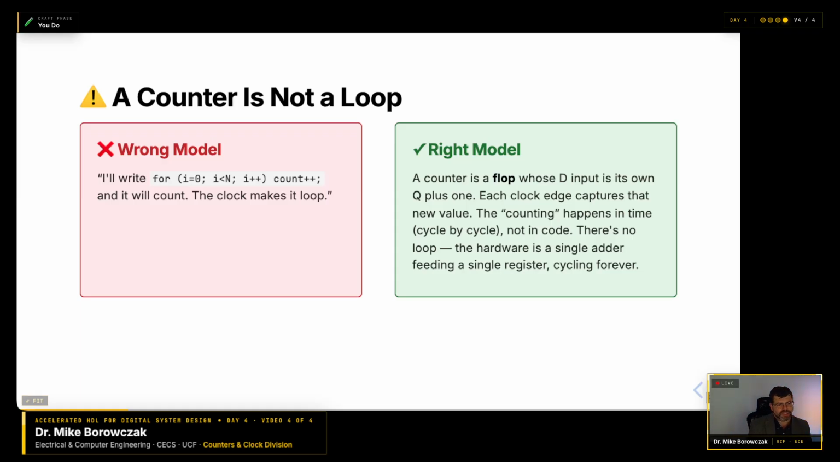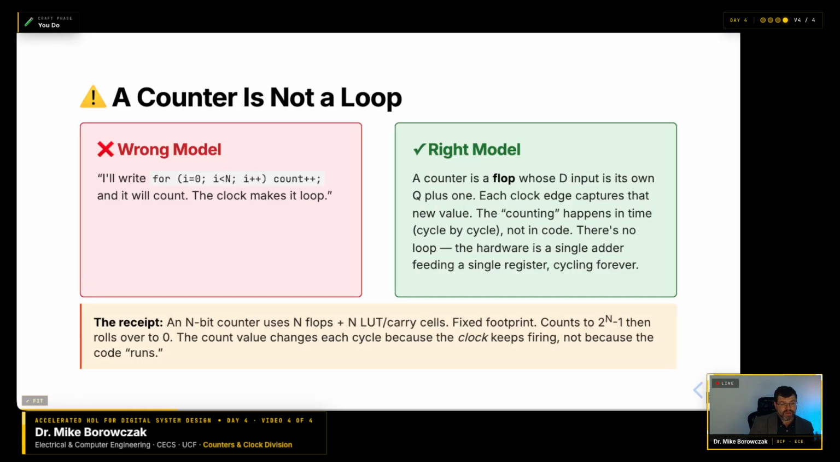Each clock edge captures a new value, and ultimately counting occurs cycle by cycle, right? Because the clock is iterating, you are incrementing. It is not in the code. The code is not incrementing. It is the clock cycle that is causing that increment to happen. So there is no loop in code. It is all in hardware, right? It's just an adder feeding back into itself, incrementing by 1.